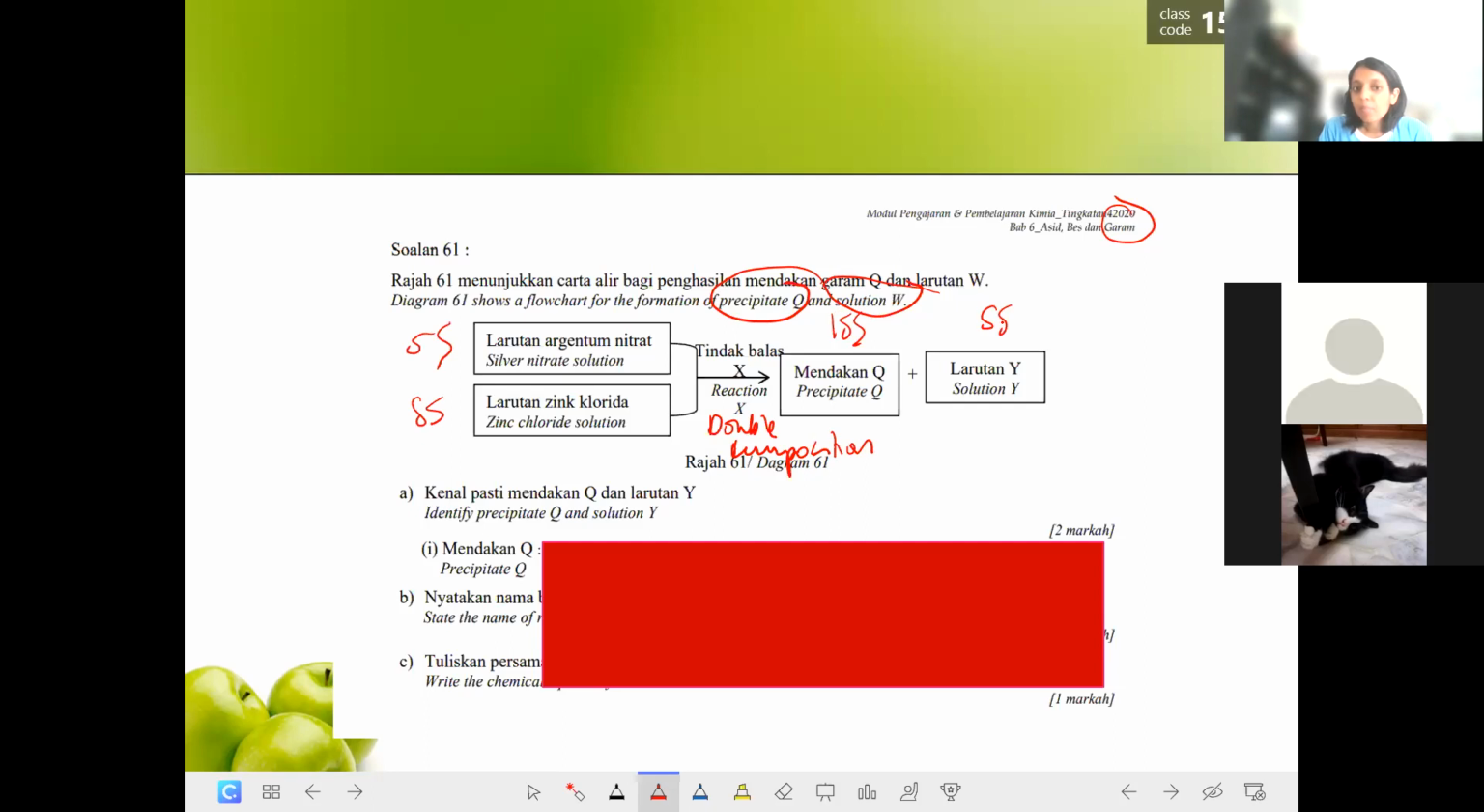AgCl. Salah. NaCl ke? Did you say AgCl. Okay, yes, AgCl. What is the name of AgCl? Silver chloride. Okay, very good. And what is my larutan Y? Zinc nitrate. Okay, zinc nitrate. Correct. Okay. Aimee, whoever's answering, you just take the marks, so teacher doesn't have to tell you, yeah?